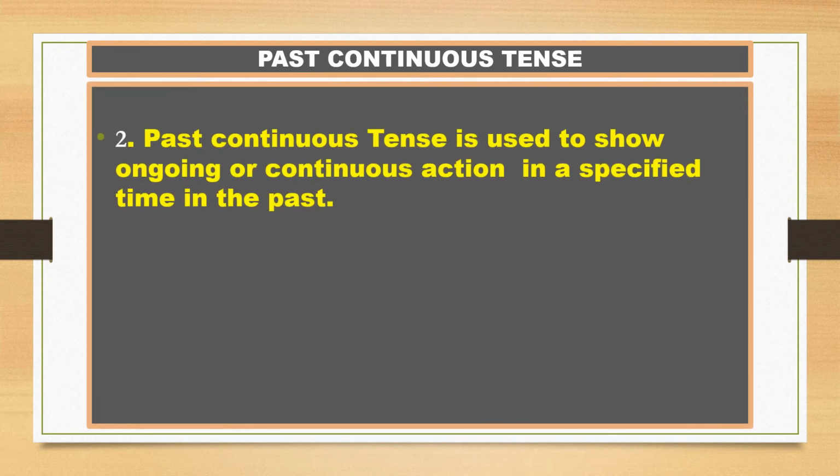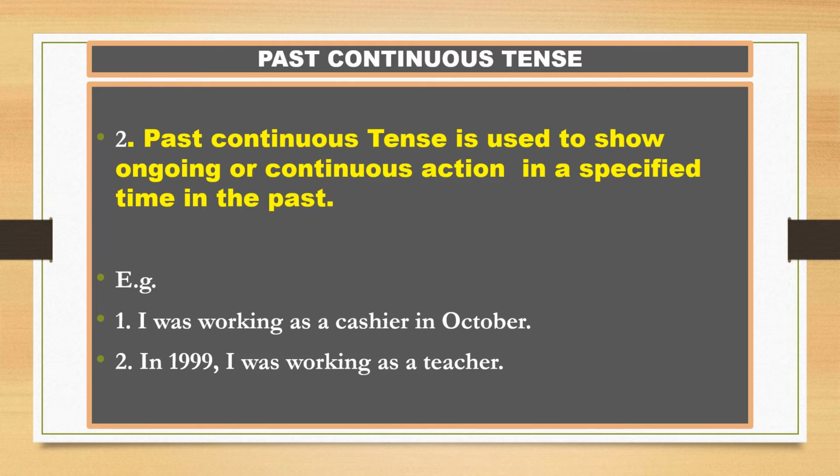Now see the next use of past continuous tense. Past continuous tense is used to show an ongoing or continuous action at a specific time in the past. See the example. I was working as a cashier in October. In 1999, I was working as a teacher. So here was working shows the sentences are in past continuous tense. And these two actions happened at a specified time, that is in October and in 1999.